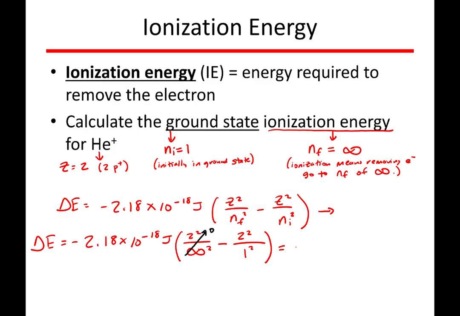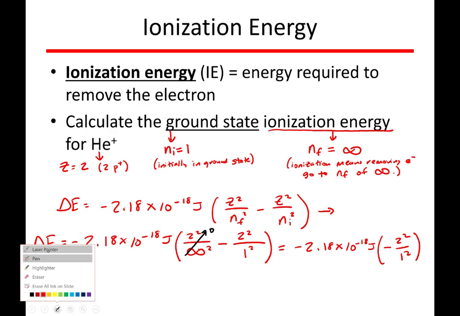So we're going to end up with negative 2.18 times 10 to the minus 18 joules times negative 2 squared over 1 squared. All right, so the delta E for this process is therefore going to be, notice that we have negative and then a negative here, right?